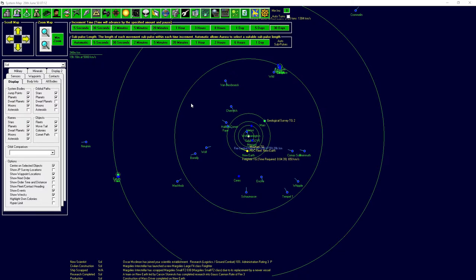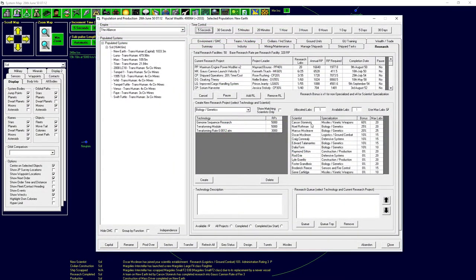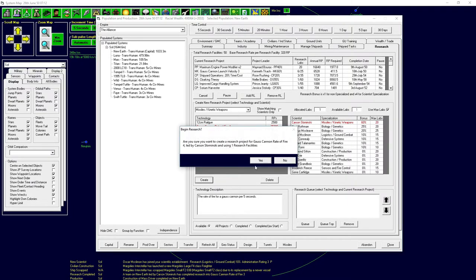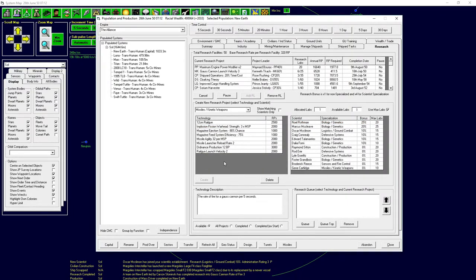Alright. So, we have a research that is finished. And it's in the missile and kinetic weapons department. And it was a better Gauss cannon fire rate. Which is really good. Because we want a better Gauss cannon fire rate. And we wanted probably even more. So even though it's a really difficult research, I want you to increase it.